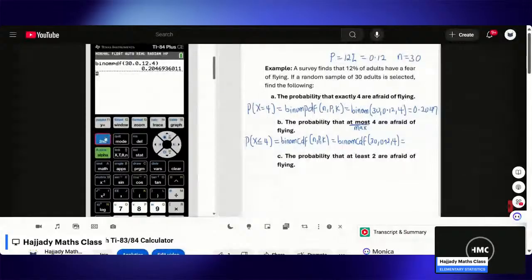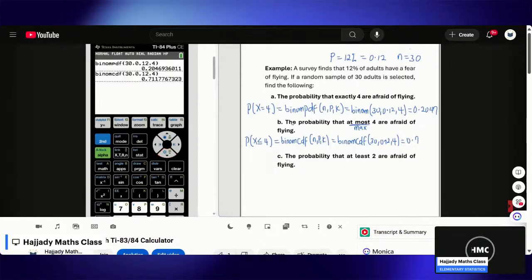Press the second button, the distribution. Then come down to binomcdf, which is below binompdf. Click on enter. Plug in the number of trials, which is 30, the probability, which is 0.12, and also the x value, which is 4, and you can paste. Click on enter. So the probability that at most 4 will be afraid is approximately 0.7118. You can see that we have a higher probability in this case.